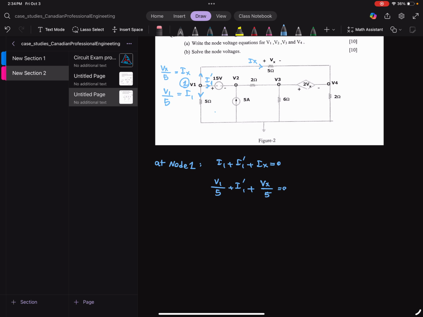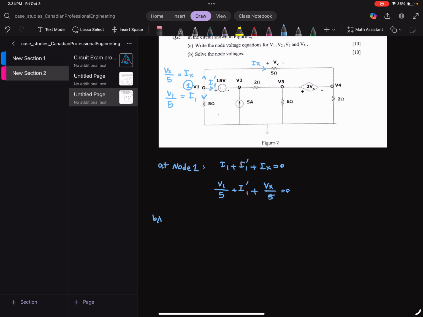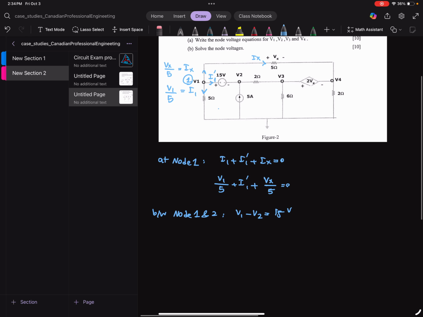Then we have another relation here. We know that between node 1 and node 2, V1 minus V2 is exactly 15 volts. That's another useful thing we know. So that's one of our equations right here, because the question says to find the equations for those. Then we know that we have 5 amps coming here. So let's write another one at node 2.